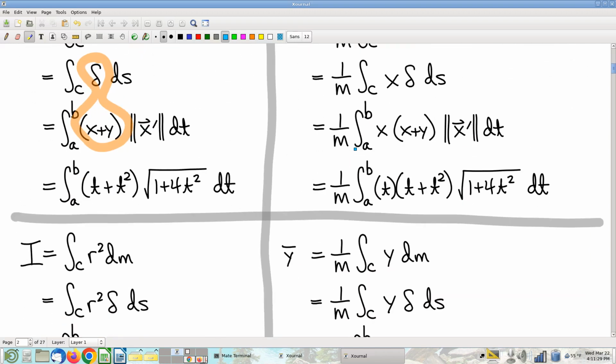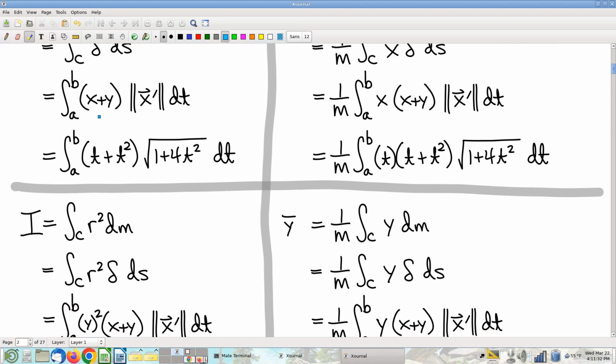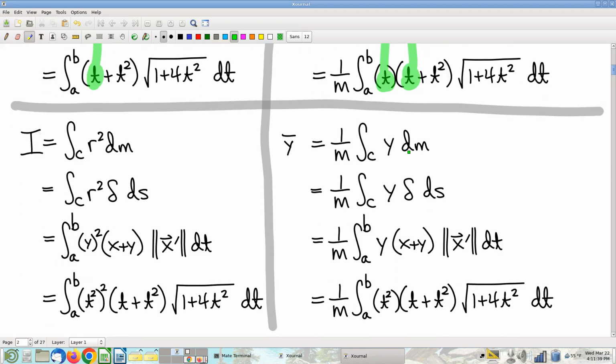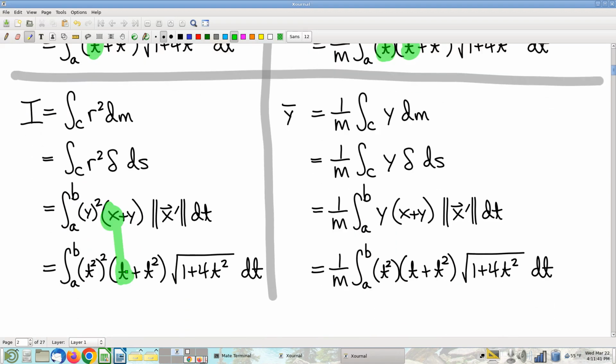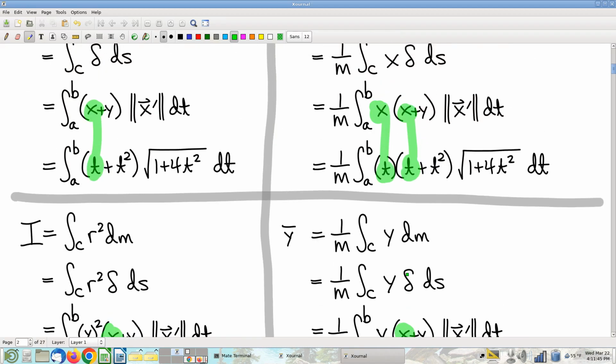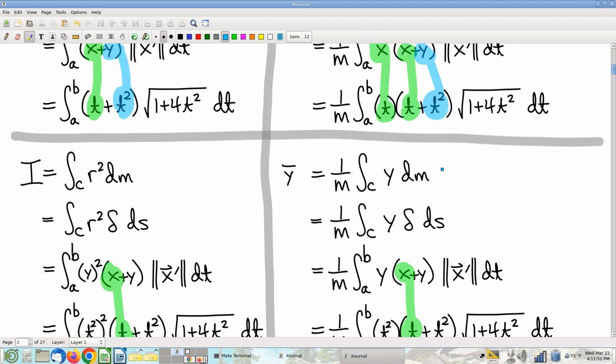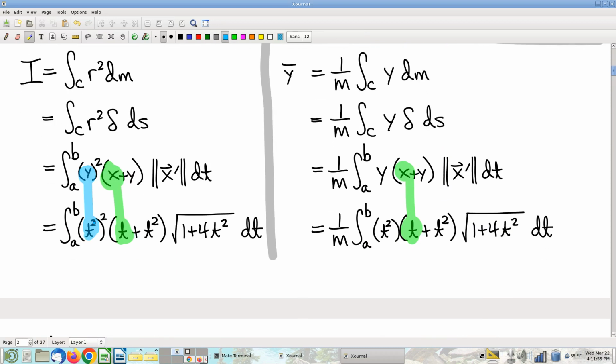So here we go. X is t. X is t. X is t. You can see why I wanted to do these all at the same time. There's a lot of shared aspects here. Likewise, y is t squared. Y is t squared. There's a lot of them. You can see it's very efficient to do them all together.